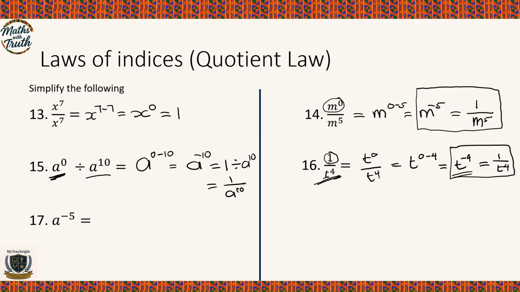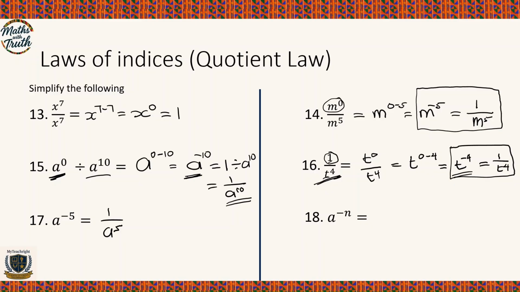What will be a exponent negative 5? Can you write that in the comments? This will be equal to 1 over a exponent 5. Okay, so a exponent negative 10 is equal to 1 over a exponent 10. t exponent negative 4 is equal to 1 over t exponent 4. We can see by applying the quotient law that a pattern begins to emerge. Then we can formalize it. We can make it general. We can have a general statement for it.